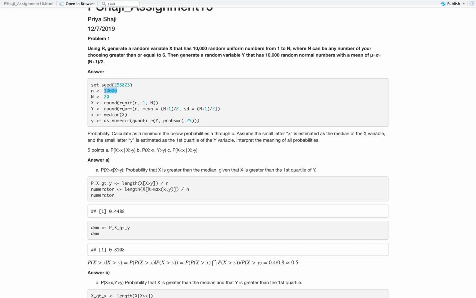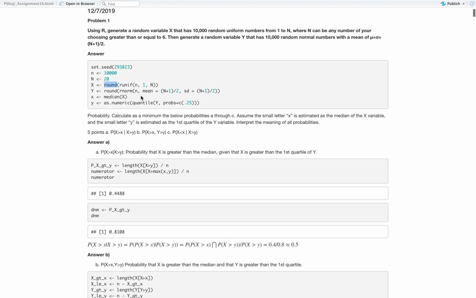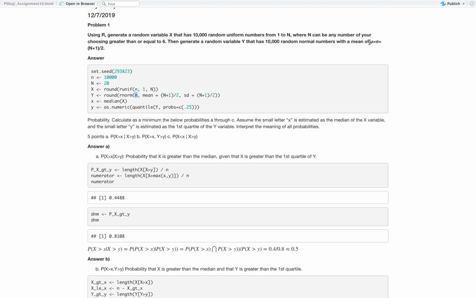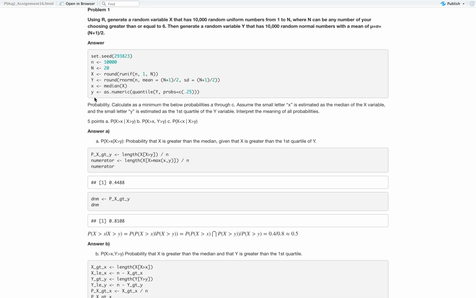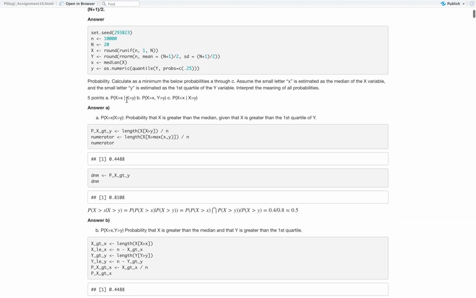After that I have passed those parameters, small n and capital N, to the round function for x, and then I have passed the parameters small n, the mean, and the standard deviation, which is given as equal in the question itself, that is (N+1)/2, and that I have considered as y. Moving on to the sub questions.